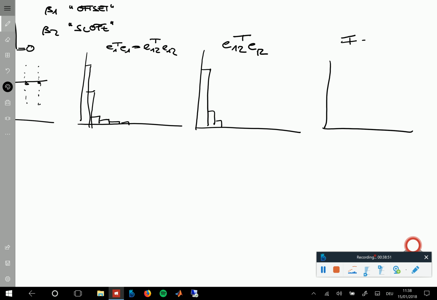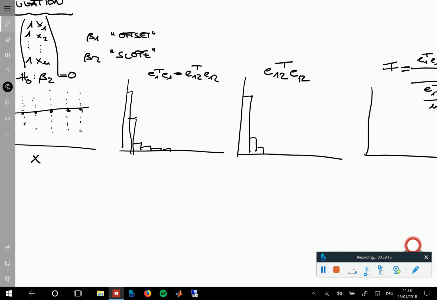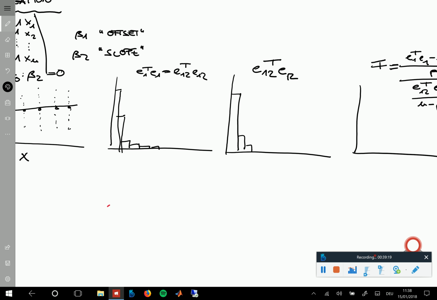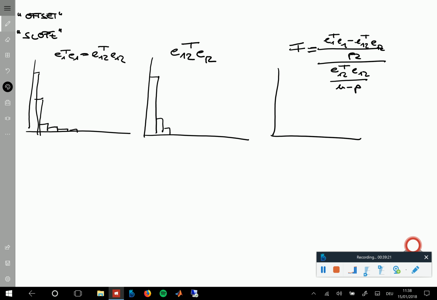So again, F being E1T E1 minus E12T E12 divided by P2, divided by E12T E12 divided by N minus P. And what I plot here is, I compute the F statistic for all of these simulations and compute the histogram. And I plot the density of the F distribution. Maybe I do that in red as on the figure.